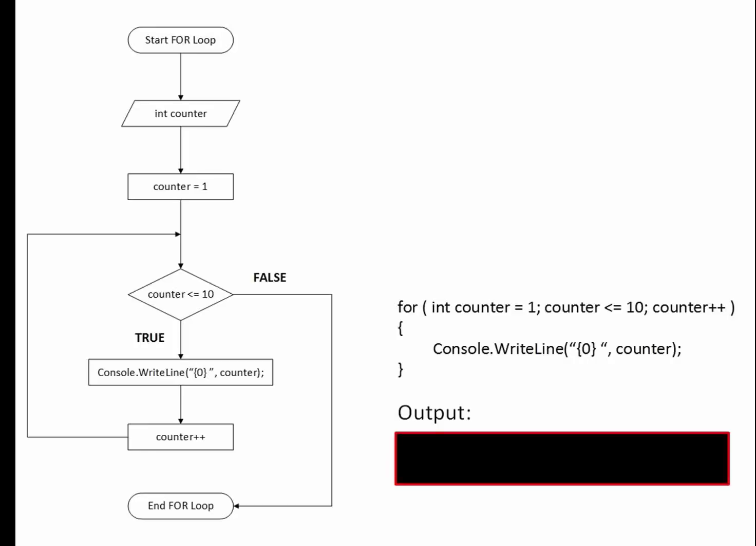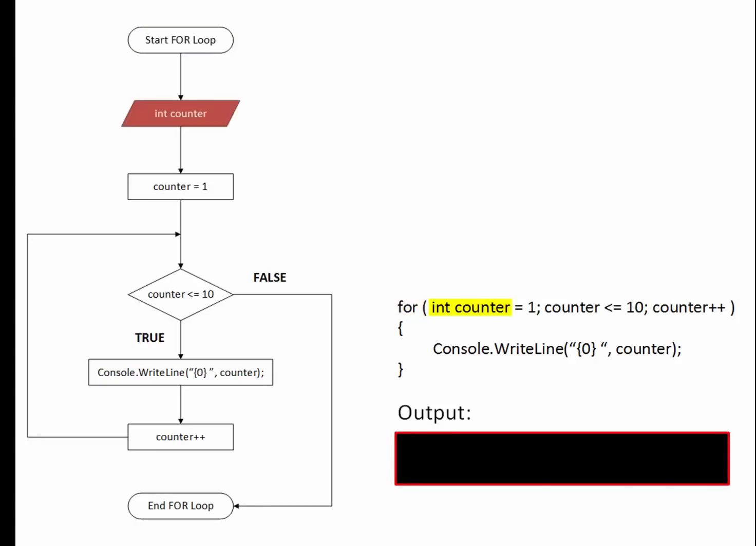Okay, in this video I'll walk you through the flowchart of a for loop. A flowchart is a visualization tool that models an algorithm, workflow, or process. The loop begins at the keyword for.